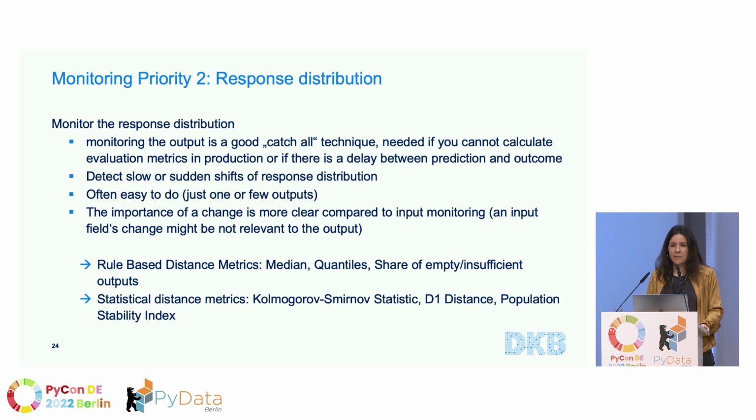How do you do this? There are different ways to do this. There are the rule-based distance metrics, which is what almost everyone does. It's quite easy. You look at quantiles, medians, you look at the share of empty or insufficient outputs. You could also use a distance metric, for example, a Kolmogorov-Smirnov statistic, or D1 distance. This is what Google uses in their production stack for monitoring, or the population stability index. There are different ones. Some of them are quite nice.